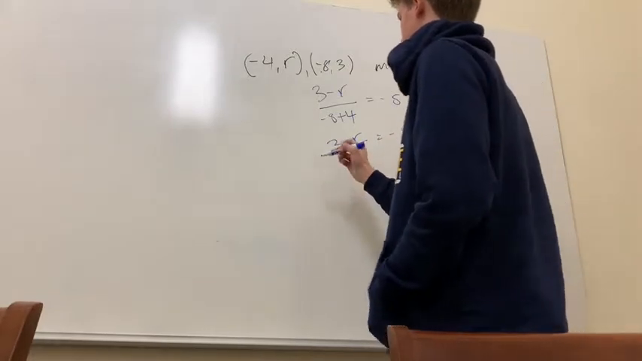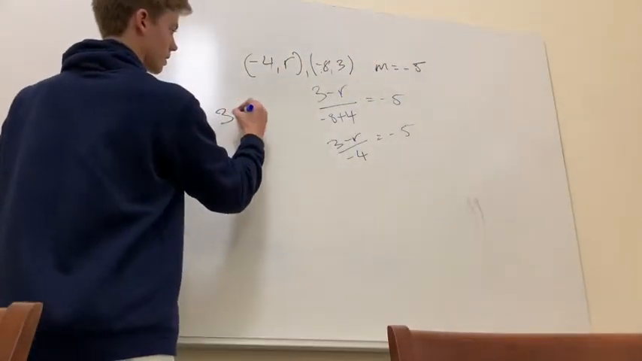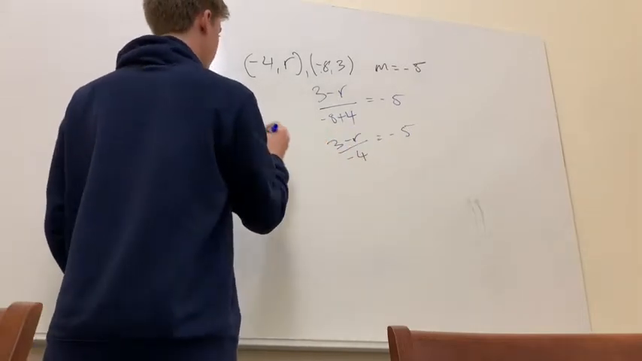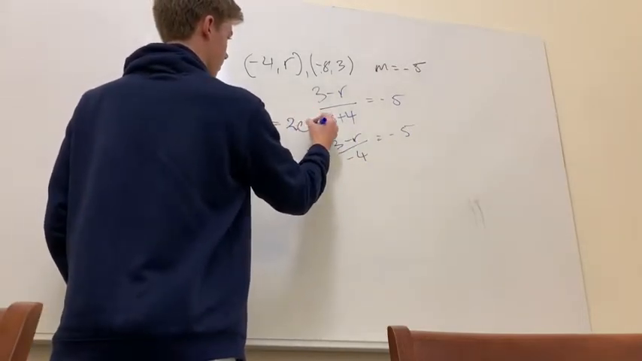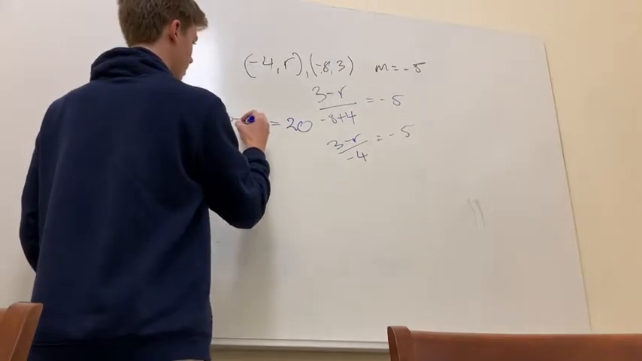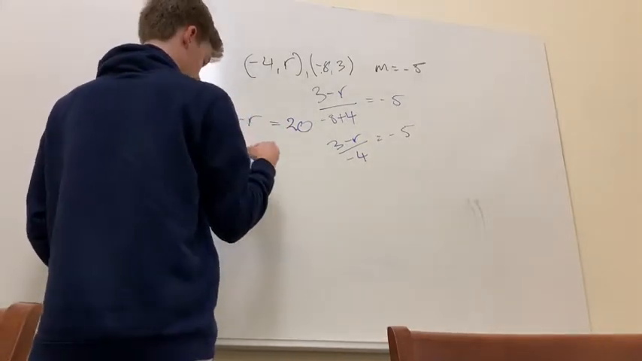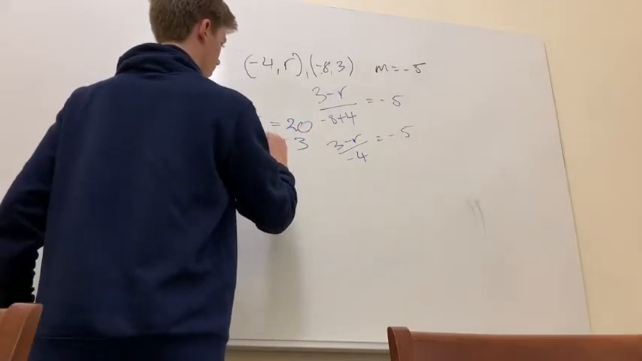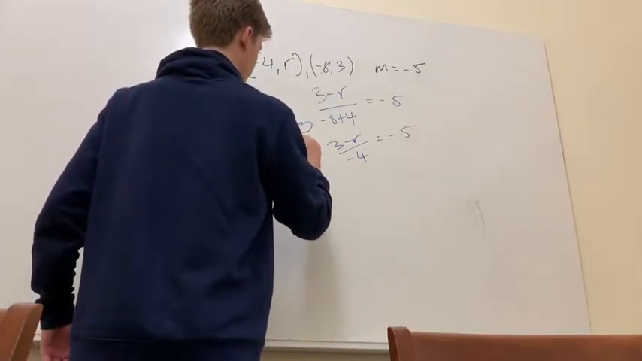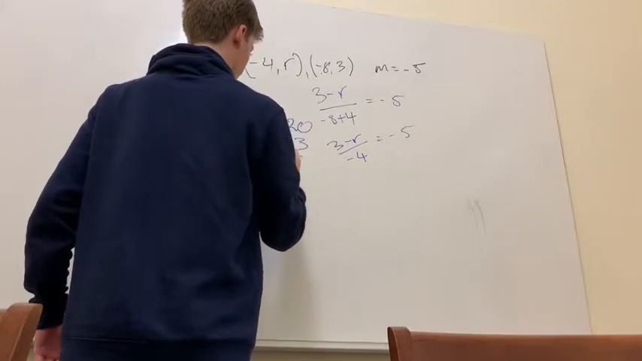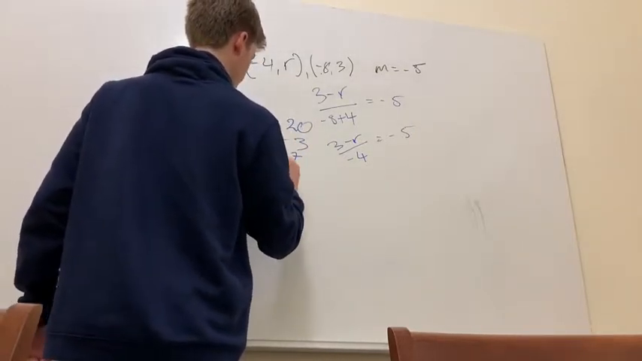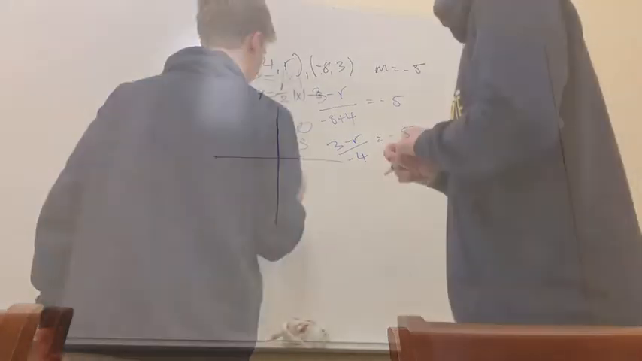And then you'd go 3 minus r, and you'd multiply everything else by -4 because it's on the bottom. And then it equals positive 20. Then you subtract 3 from both sides, and get -r equals positive 17, right? Yeah. And then you get r equals -17.